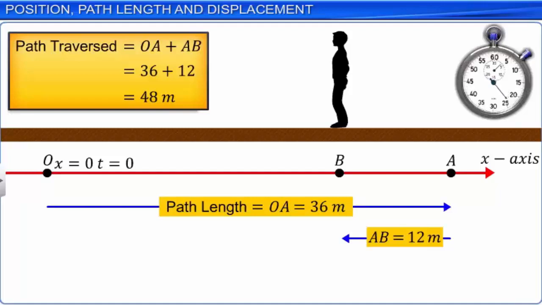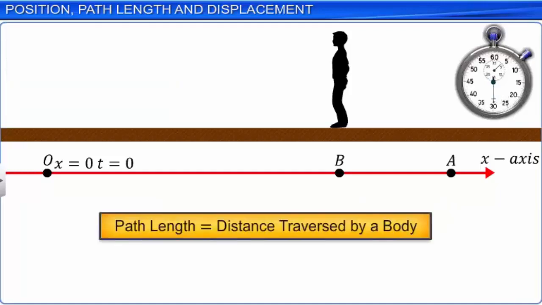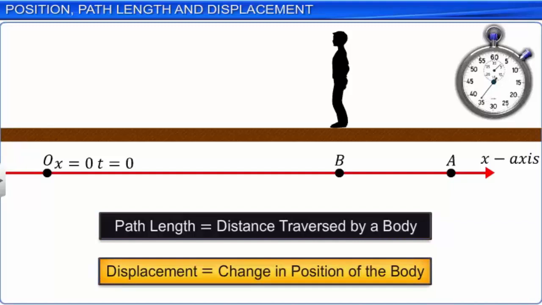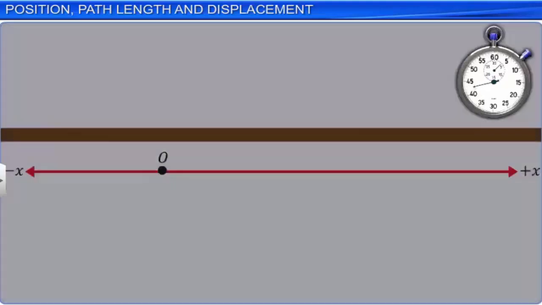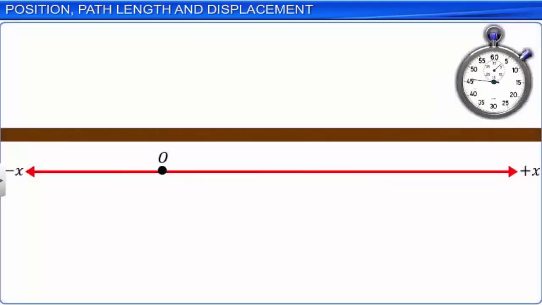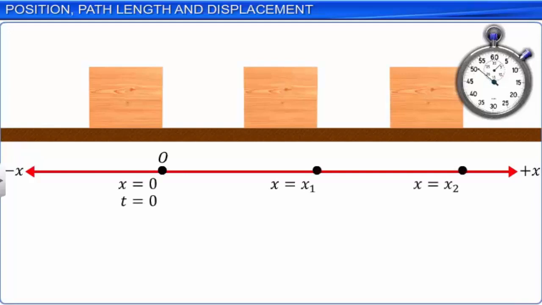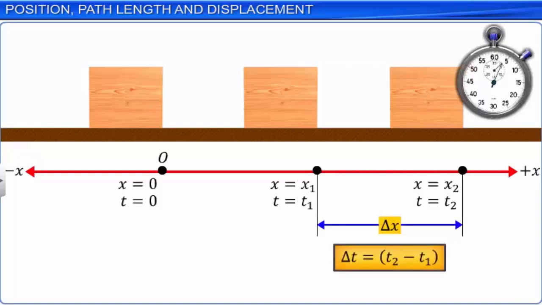Path length is the distance traversed by a body, whereas displacement is the change in the position of the body. Let us consider an example to understand displacement better. Let an object be placed at point O, which is the origin. Let x1 and x2 be the positions of an object at time t1 and t2. Its displacement delta x in time delta t equal to t2 minus t1 is given by the difference between the final and initial positions. Delta x is equal to x2 minus x1.